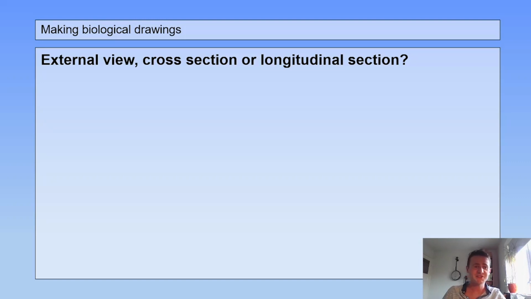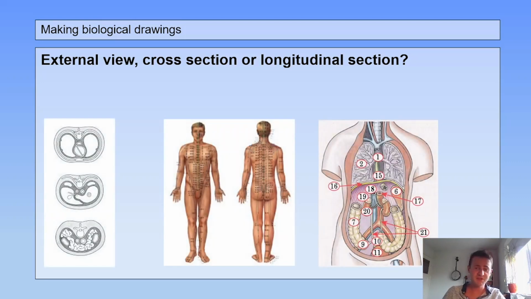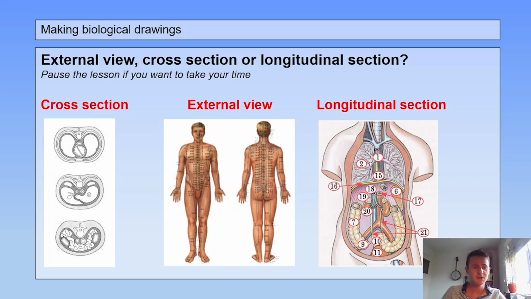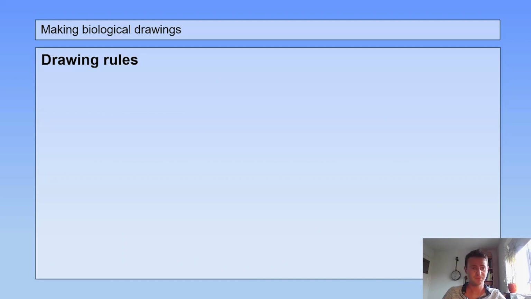Then a little exercise. You see three different pictures and decide for yourself if it's an external view, a cross section, or a longitudinal section. You can pause the lesson if you want to take your time. I will give the answers right away. So the first one was a cross section, the second one external view, and the third one a longitudinal section.